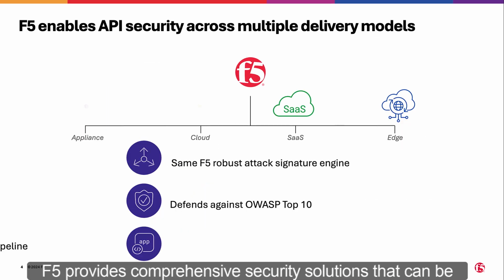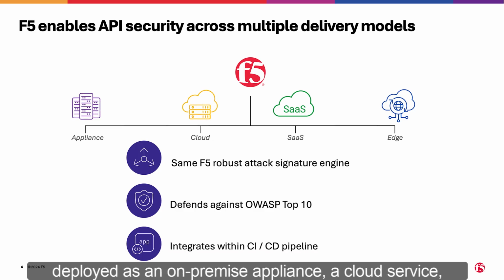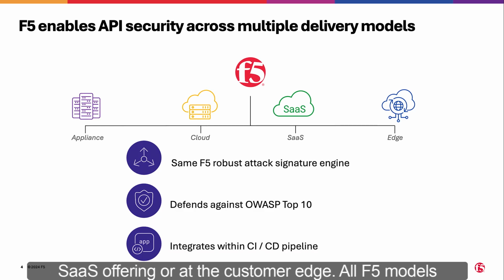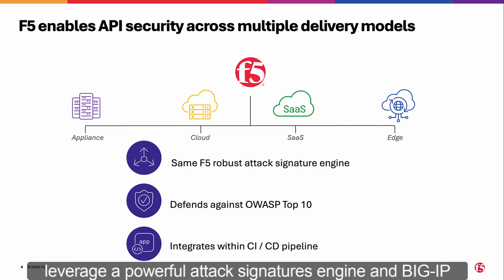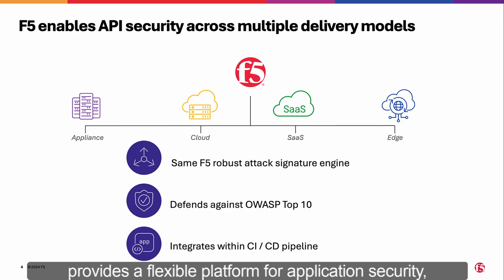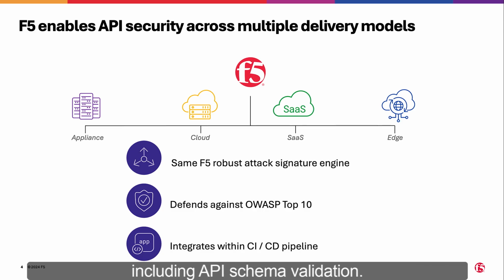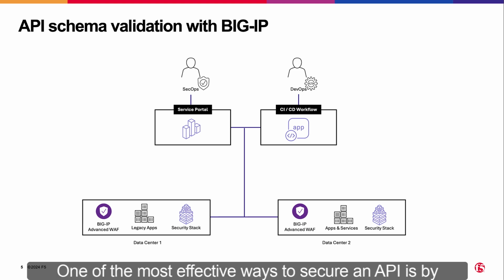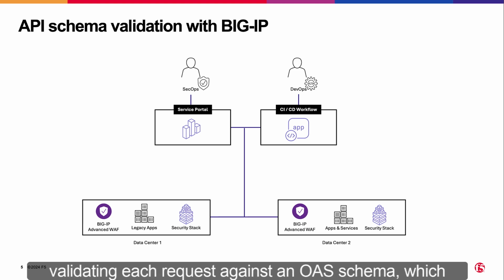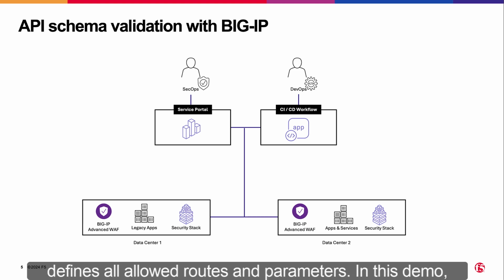F5 provides comprehensive security solutions that can be deployed as an on-premise appliance, a cloud service, a SaaS offering, or at the customer edge. All F5 models leverage a powerful attack signature engine, and BIG-IP provides a flexible platform for application security, including API schema validation. One of the most effective ways to secure an API is by validating each request against an OAS schema, which defines all allowed routes and parameters.